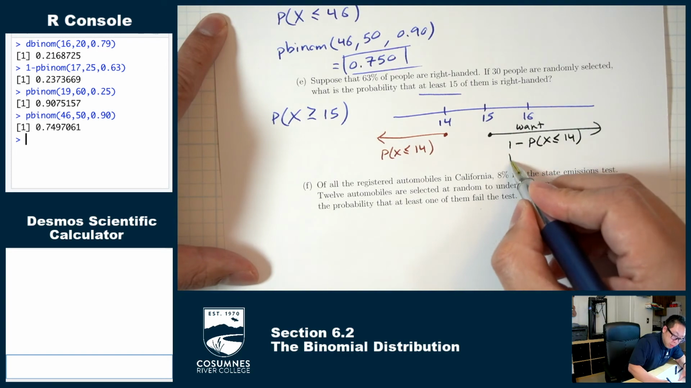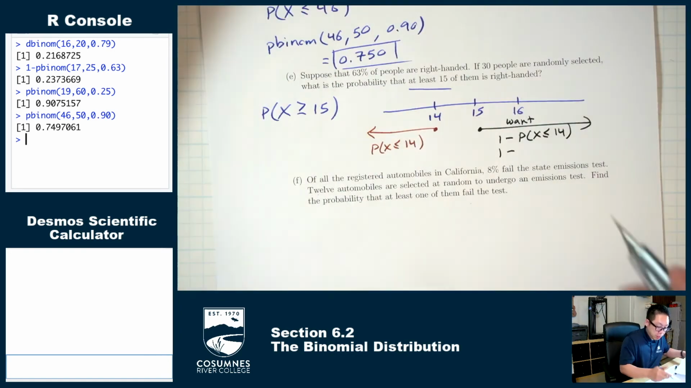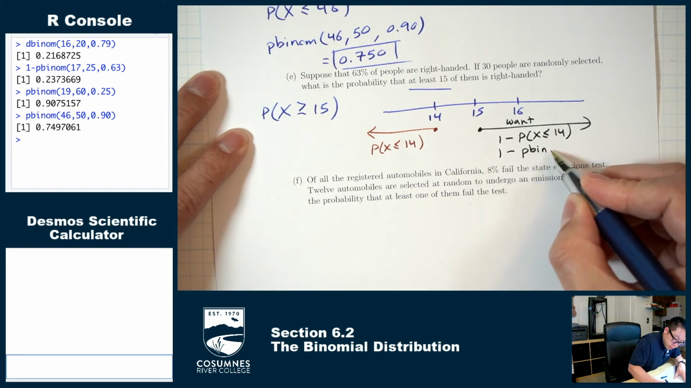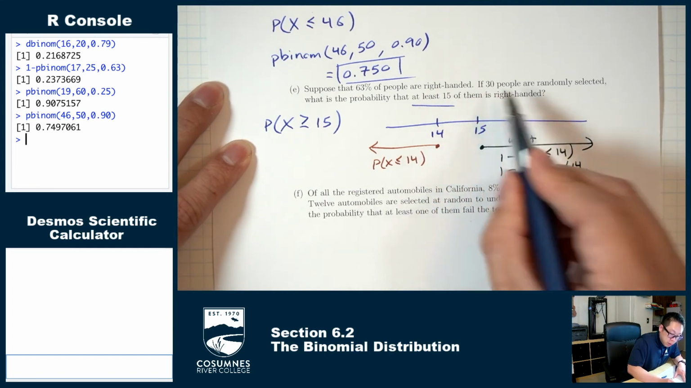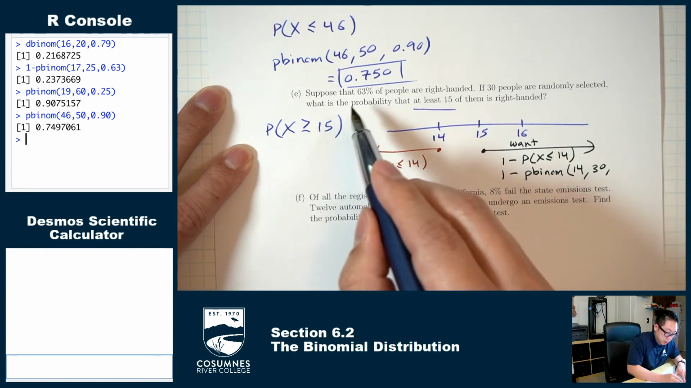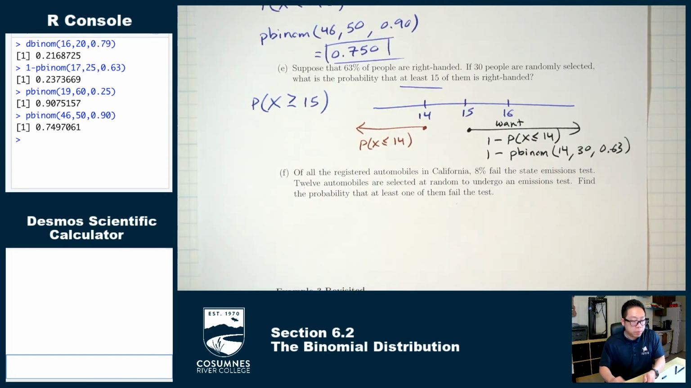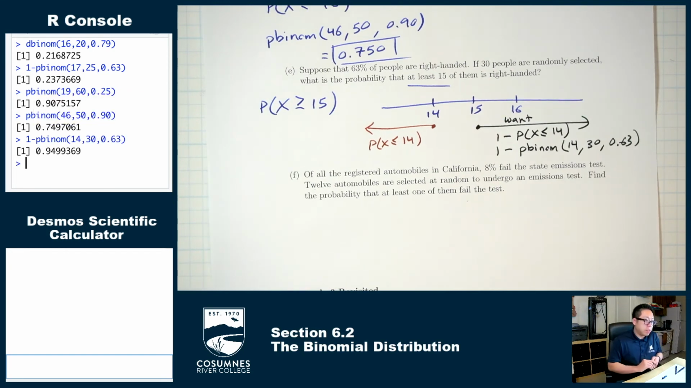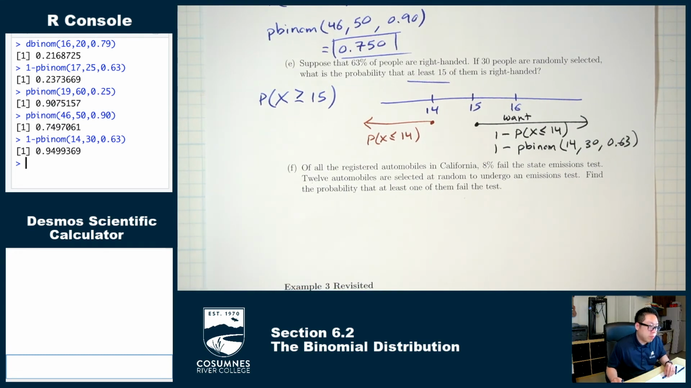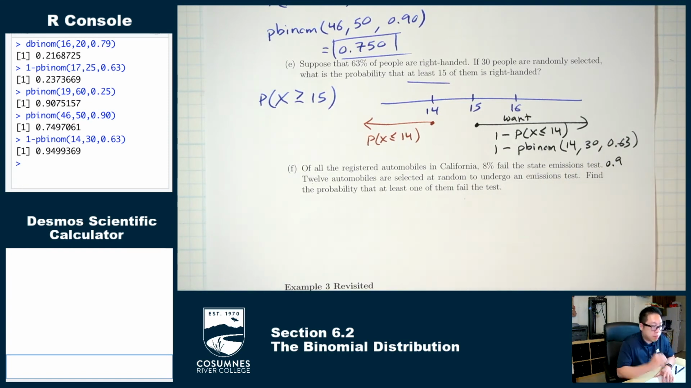And what I'm going to type in is 1 minus less than or equal is a P binom. So we're going to do P binom. Number of successes is this number, that's 14. Number of trials, total people here is 30. Probability of success here is 63%, as a decimal 0.63. Okay, so I'm going to type in directly 1 minus P binom, parentheses, 14, 30, 0.63. Okay, my answer 0.950. So that's rounded to 3 decimal places. Yeah, that 49 is going to go up to 50.